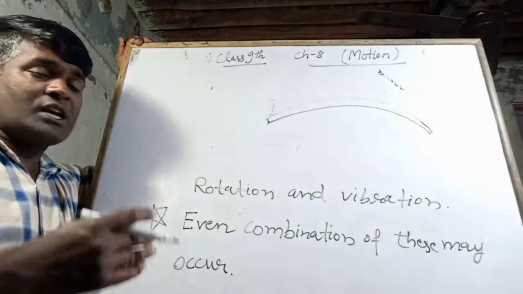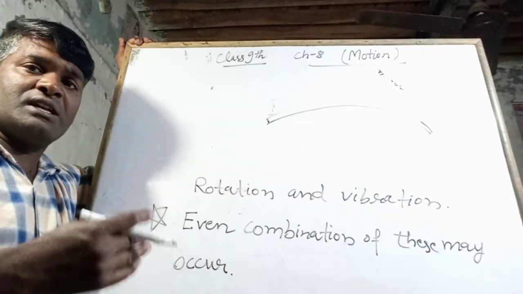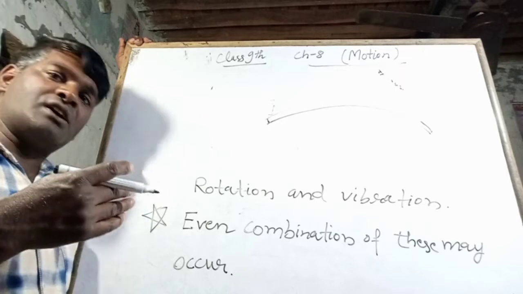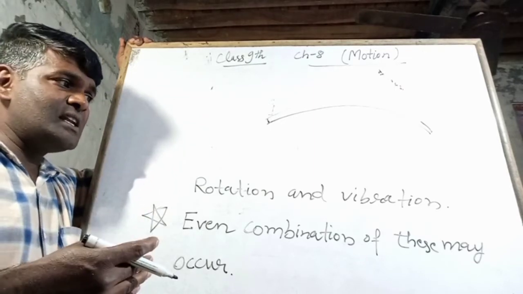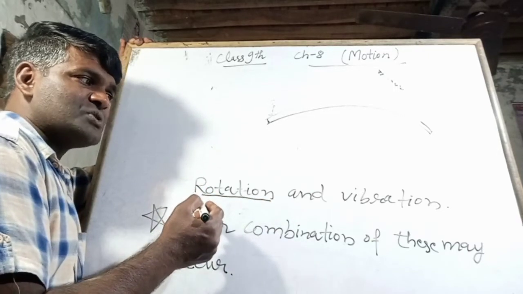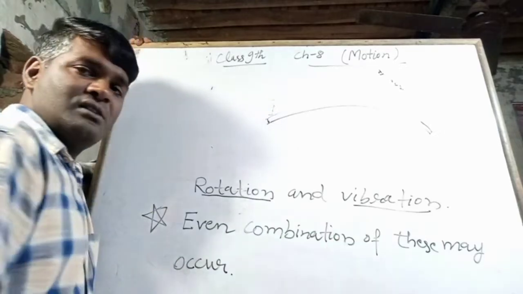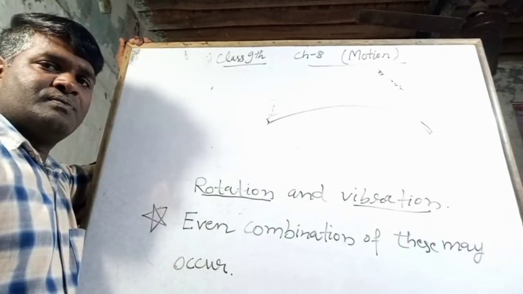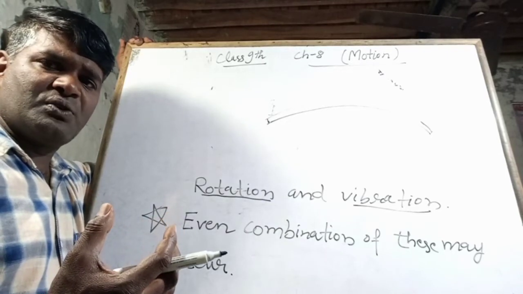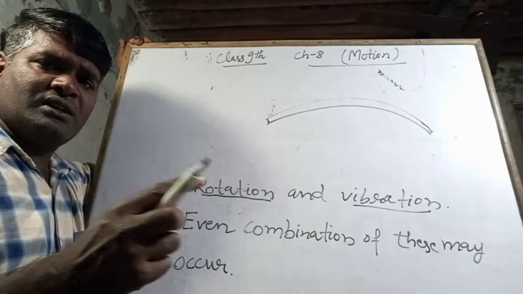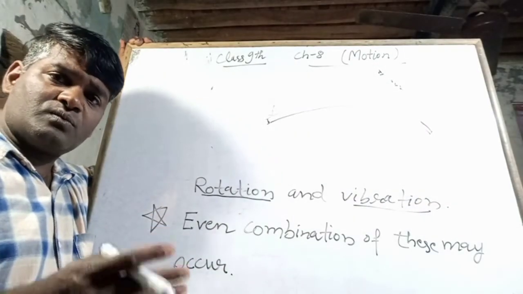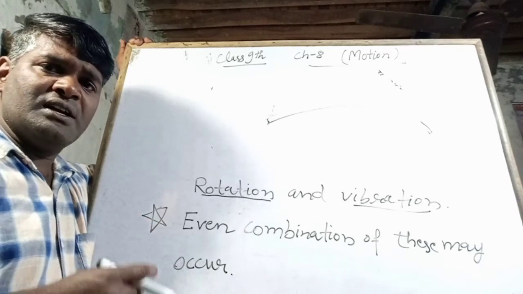Okay, so if an object is moving in a circular path, then we can say that the object is in circular motion. Similarly, there is another motion, that is rotation or rotatory motion, or vibration or vibratory motion. Rotation means, for example, the motion of a globe. When we rotate that globe, you can say it is having rotatory motion or rotation.